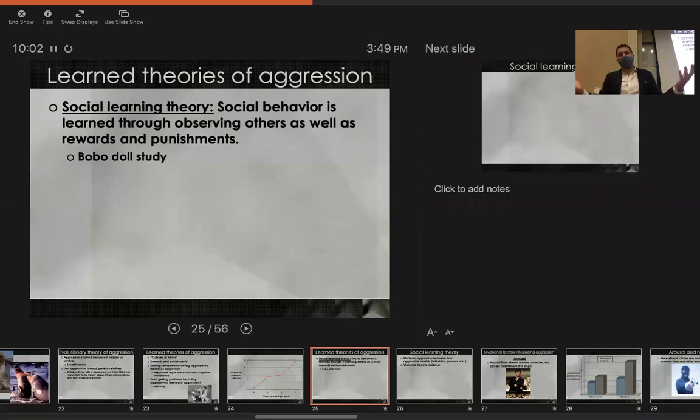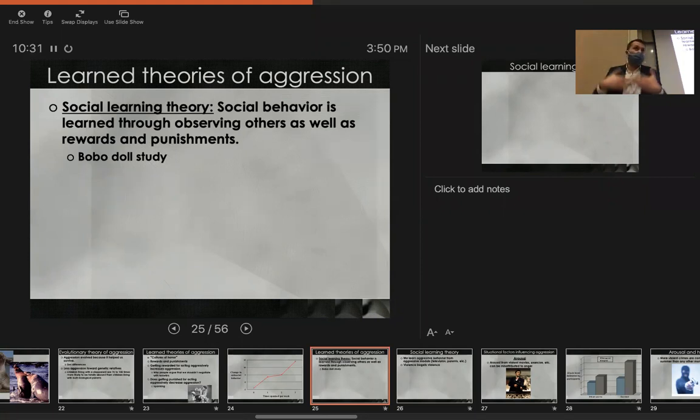The other half of the kids were in a condition in which they did not see this person hitting this Bobo doll. All of the kids then, one at a time, were allowed into this room in which there were a bunch of toys that they can play with, including one of these Bobo dolls. And what the researchers wanted to know is, would the kids who saw this aggressive model hit the Bobo doll, would they as well be more likely to engage in aggressive behavior themselves when they're placed in a room with this Bobo doll?